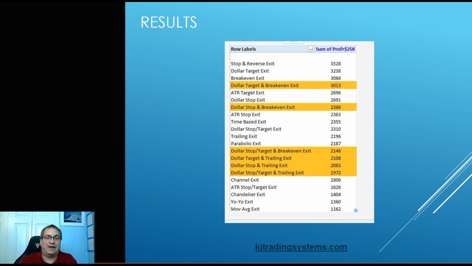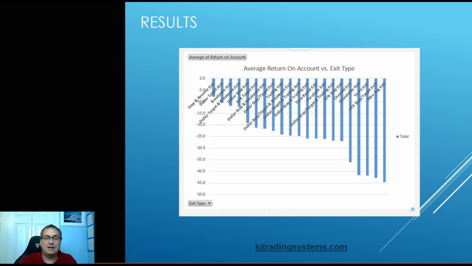And you can see the same thing holds for number of profitable cases. So it kind of just confirms what we're seeing here. Again, when you look at them all, stop and reverse is the best. And it's getting a little tiresome with stop and reverse. I want something to beat it.